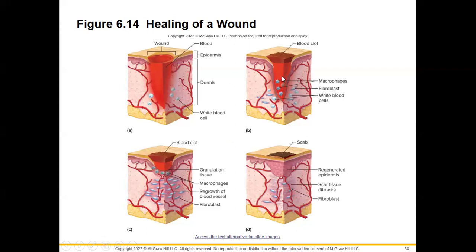You will have these macrophages and fibroblasts and other white blood cells leaving the blood vessels and going into the area, so that it starts to clean up the debris. It starts to heal the wound. Fibroblasts are going to secrete those collagen fibers that are going to repair the dermal layer. And then you eventually form a scab over the area that over time will fall off.